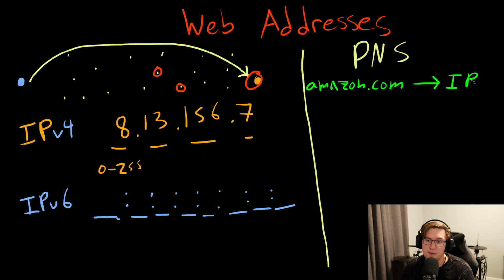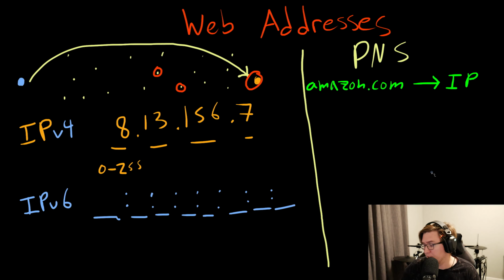And this has the side benefit that if Amazon wants to change out their IP address, or their IP address just changes because their internet service provider swaps it out on them, they can update this mapping. They can update the IP address under the hood without needing to change their domain name. So all the users can still just navigate to Amazon.com, but now they're actually going to maybe a different server or a different IP address under the hood.